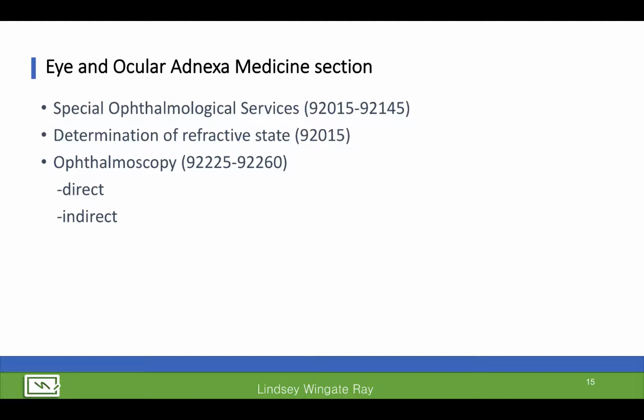Ophthalmoscopy 92225 through 92260 is the examination of the fundus or posterior portion of the interior of the eye. It can be direct using an ophthalmoscope or indirect, where the doctor wears an indirect scope and holds the lens separately in the hand close to the patient's eye. There is a very helpful illustration of this in the CPT book.